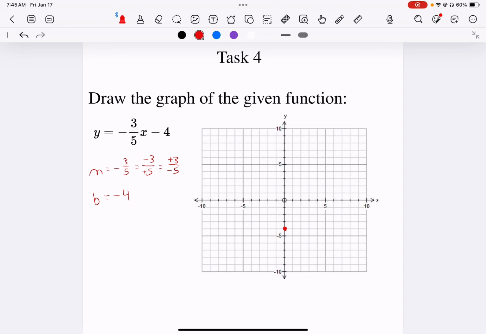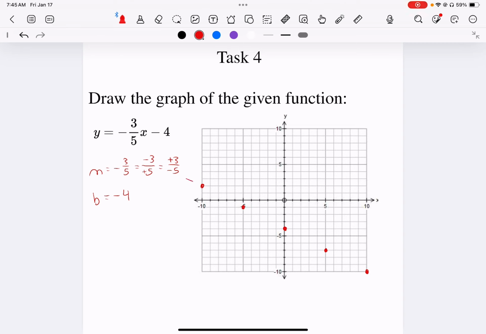Using my first slope, I'm going to go down 3, 5 to the right. Down 3, 5 to the right. I can't fit any more, so I'm going to go the opposite way. Up 3, 5 to the left. Up 3, 5 to the left.